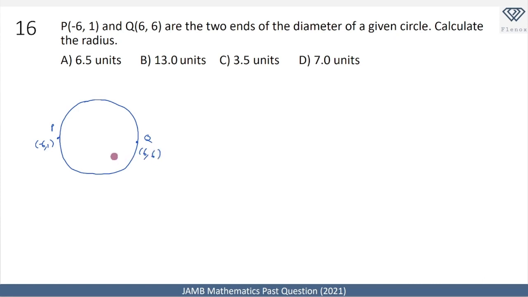Now we are told that these are two ends of the diameter of a circle. The diameter is the line that connects the 2 points. So let me just do this here. Now we are told that we should calculate the radius. Now we know that the radius is just half of the diameter. So how can we find the diameter first?